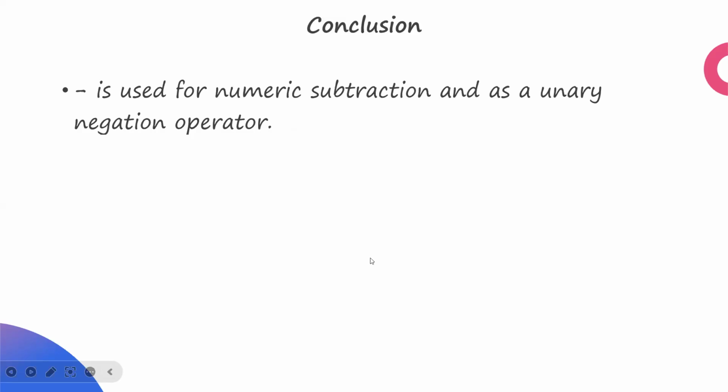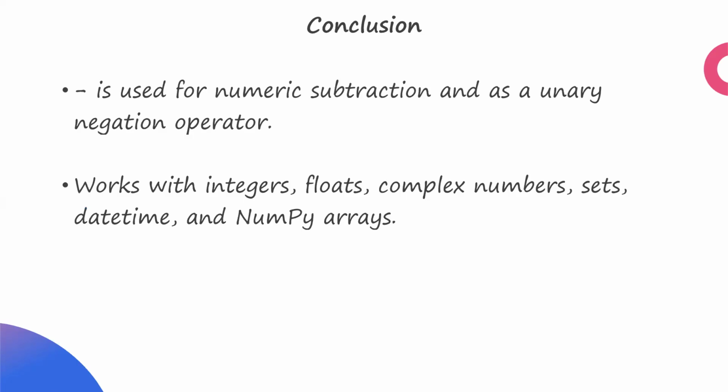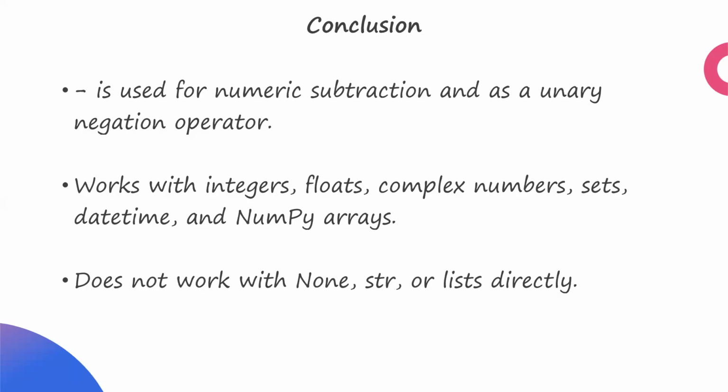So in conclusion, the subtraction operator is used for numeric subtraction, and it can also be used as a unary negation operator. When you use it as a unary operator, you say minus b or minus 5 or minus a variable, and it's going to negate the value of that particular variable or literal value. It works with integers, floats, complex numbers, sets, date, time, and numpy arrays. It does not work with None. It does not work with strings. It does not work with lists directly. You cannot say list 1 minus list 2, but there is a way to do it. When we talk about lists and list comprehension, we'll show you how to do that.